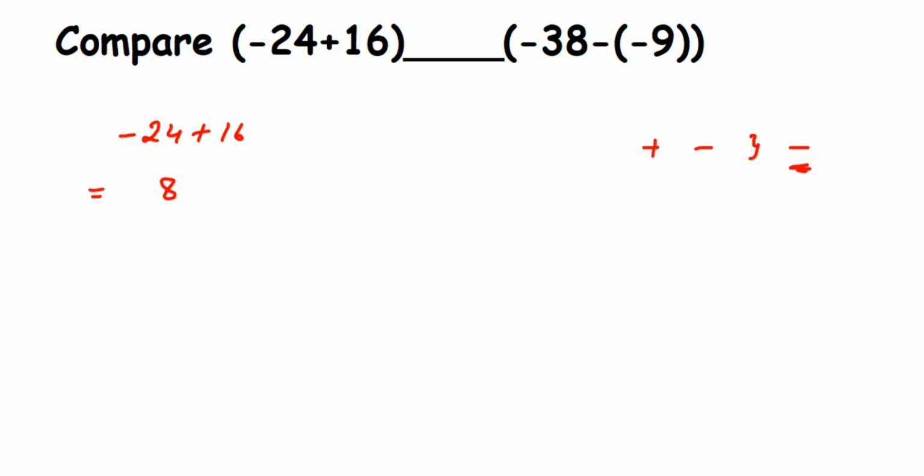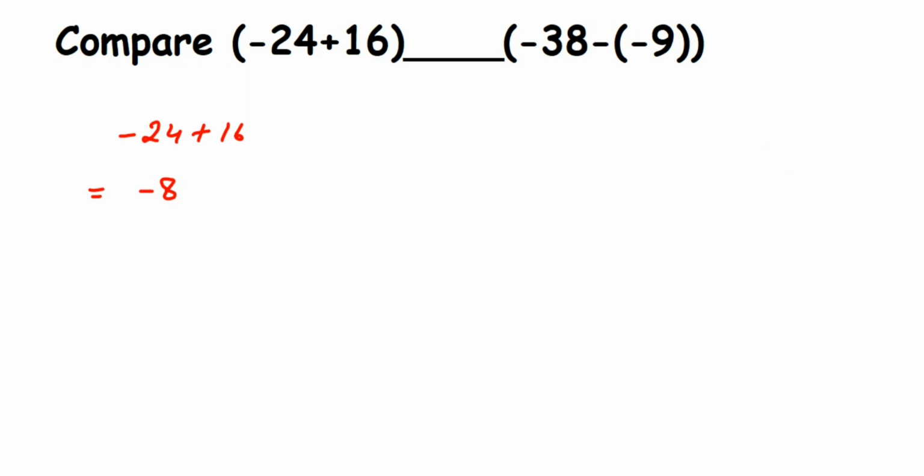so -8. Remember, when you are adding integers with a different sign, you have to subtract. After subtracting, you have to put the sign of the number which is greater. So we got -8 here. That was the left part. Now we're going to do the same thing with the right hand side.